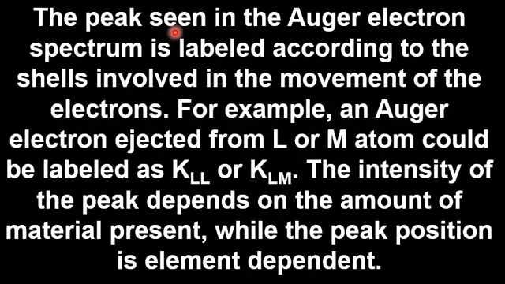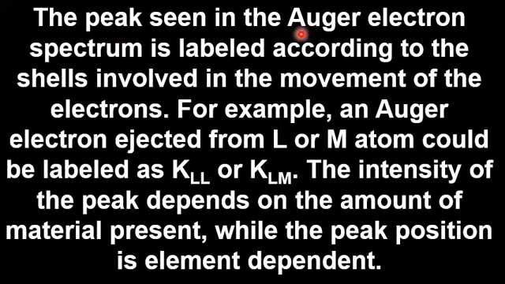Dear student, we can say that the peak seen in the Auger electron spectrum in Auger electron spectroscopy is labeled according to the shell involved in the movement of electrons. So basically, Auger electron spectroscopy represents a peak which is determined on the basis of the intensity and energy of the Auger electron.